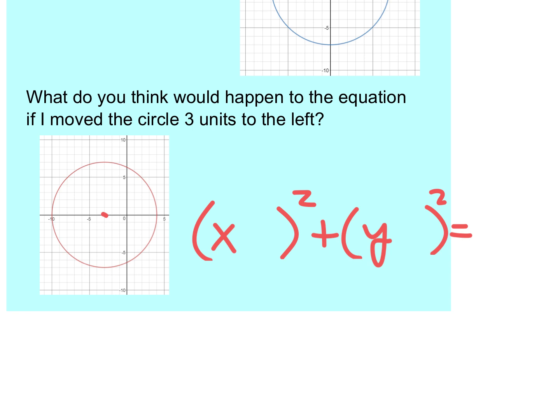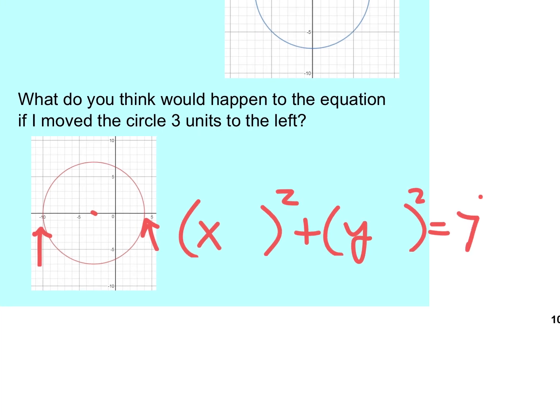All right, well, to me, it looks like the radius is 7 still, because I added it up and it went from negative 10 all the way to 4, which is 14 total. So half of that for the radius would be 7, so this is 7 squared.